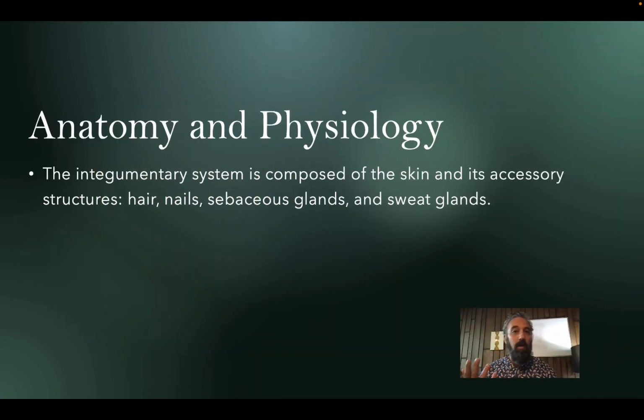If you're looking at it from an anatomy and physiology point of view, the integumentary system is the skin and its accessories. That includes the hair, nails, sebaceous glands, and sweat glands. Sebaceous glands are glands that secrete oil. Sweat glands secrete sweat, so liquid. They're also called eccrine glands. So that's one of the major differences between them.